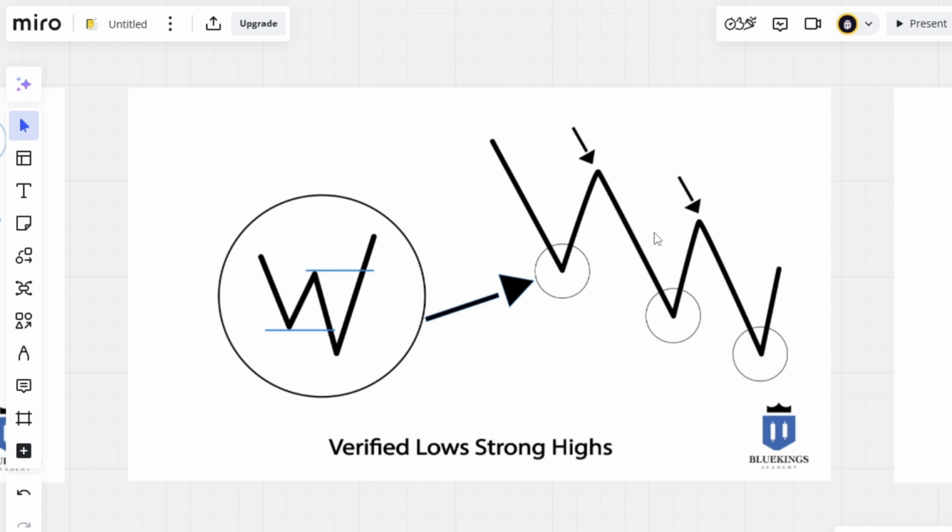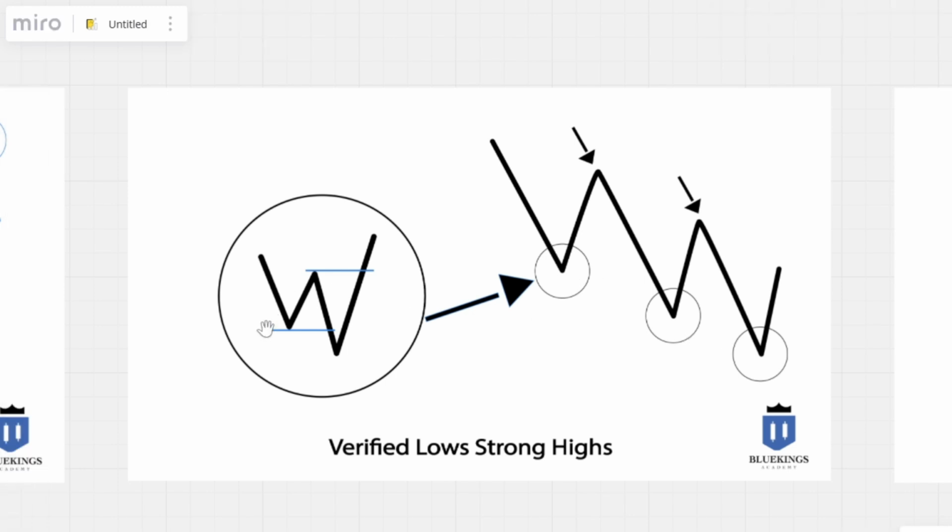Okay, so if this is a 4-hour time frame, this whole confirmation should happen on the 15 minutes. If this is the weekly time frame, all this confirmation should happen on the daily time frame. If this is the monthly internal structure, all of this verification should happen on the weekly time frame. That's it. Very simple. What about the highs? They are called strong highs. Whatever highs push price to break an existing verified low, that becomes a strong high.